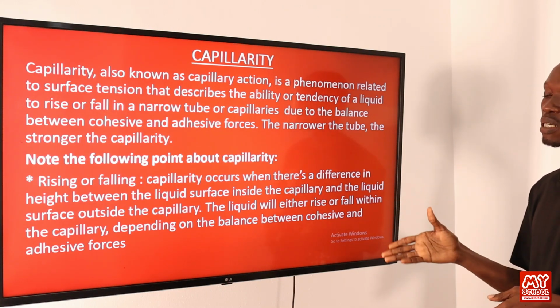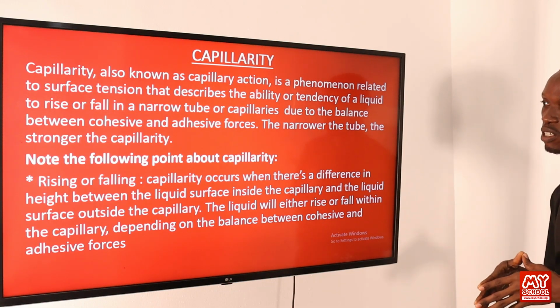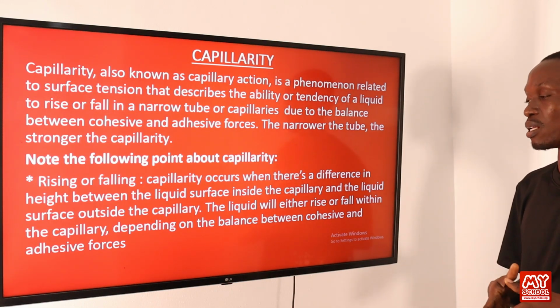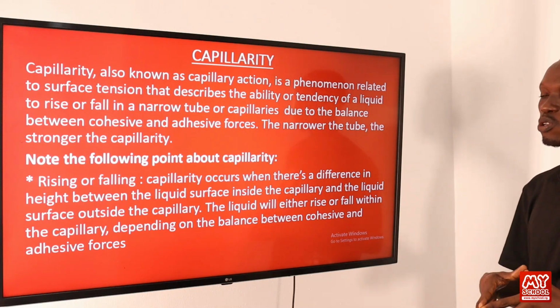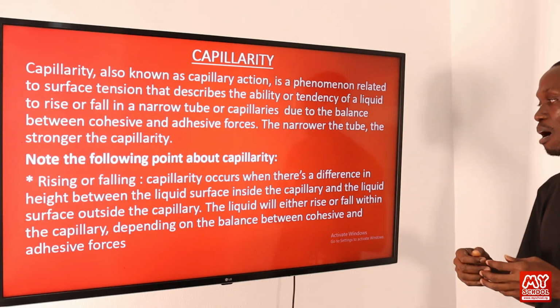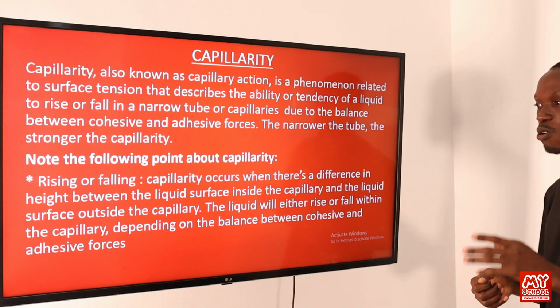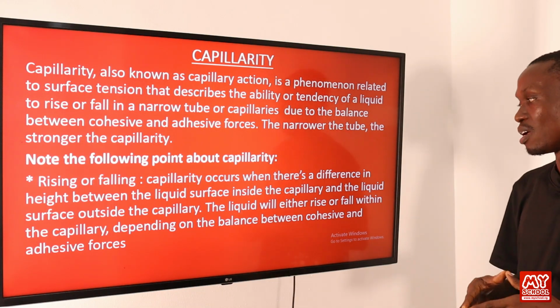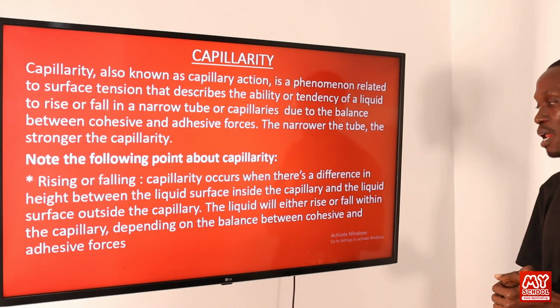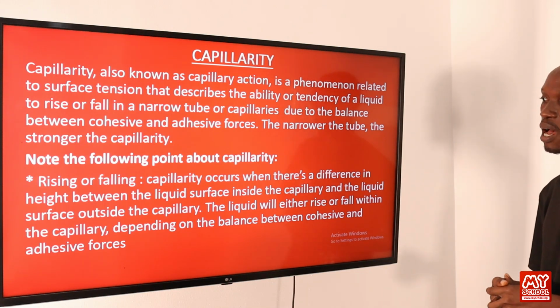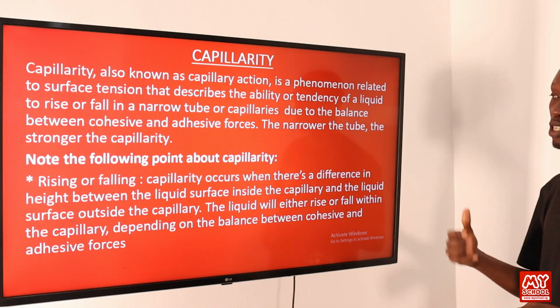Here are some points that are worth noting as far as capillarity is concerned. Rising or falling. Capillarity occurs when there is a difference in height between the liquid surface inside the capillary and the liquid surface outside the capillary. The liquid will either rise or fall within the capillary depending on the balance between cohesive and adhesive forces. Let's move to the next slide.